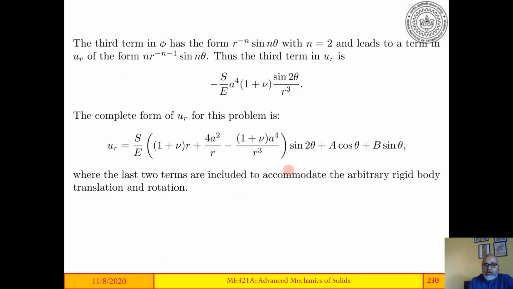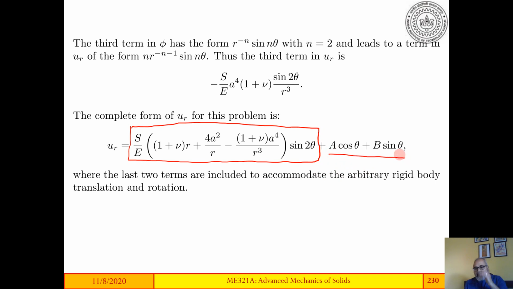And then if you put them all together, u_r is, this is what we have got from the table. Three terms in phi lead to three terms in u_r. And then this is the arbitrary rigid body translation that has been imposed. That is arbitrary, that always has to be imposed, and this does not affect the strains at all. So this is how you have to use the Mitchell table to determine displacements in a problem given in the cylindrical polar coordinate system.